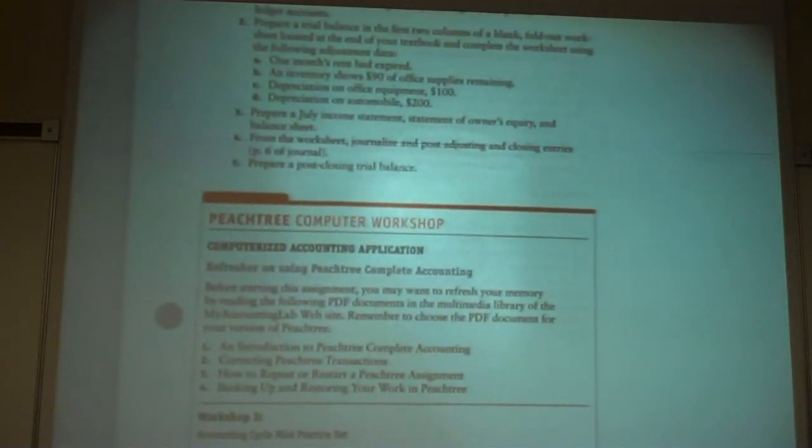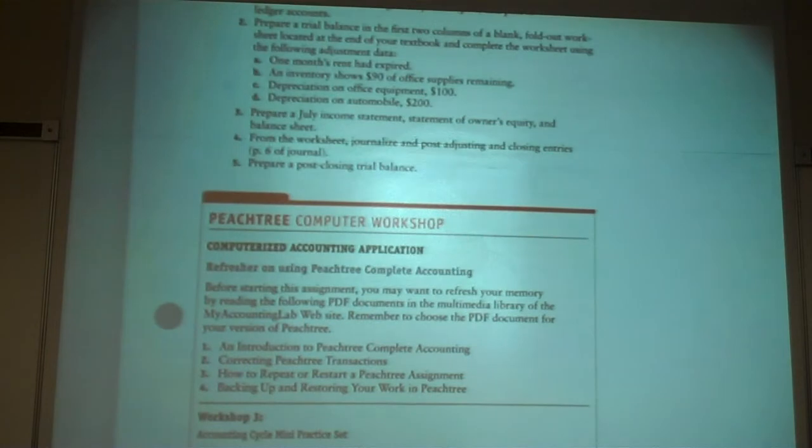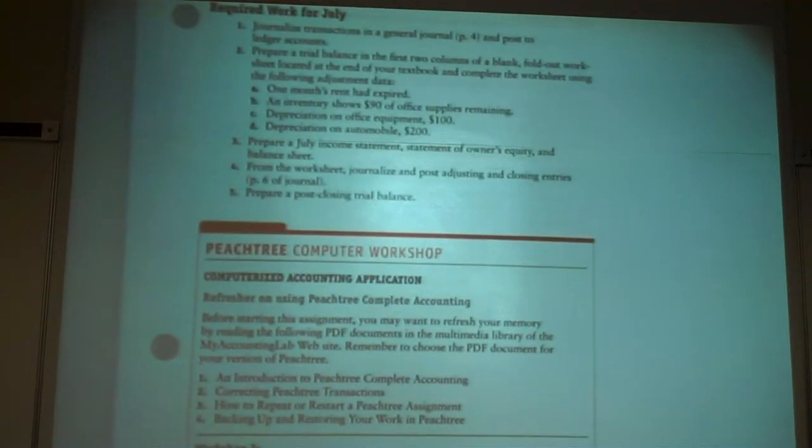Then for July, we have a similar set of instructions. Mine's on page 219. It says journalize the transactions in the general journal, page 4, and post to the ledger accounts. Prepare a trial balance in the first 2 columns of the blank fold-out worksheet, and then you have 4 more adjustments to do. So how many worksheets will you turn in? You'll have 2, all right?